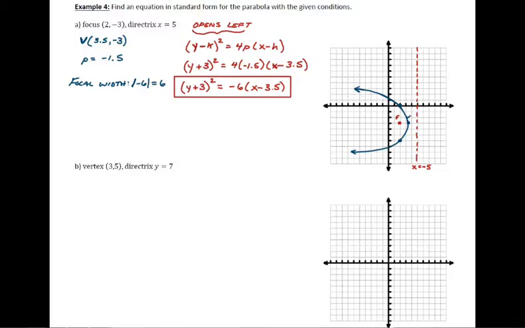So if you're asked to graph, you should see a directrix visible, a vertex, a focus, and it should be the correct width at the focus. And you can check that my equation matches my graph if you went backwards from the equation like we did for day 1.